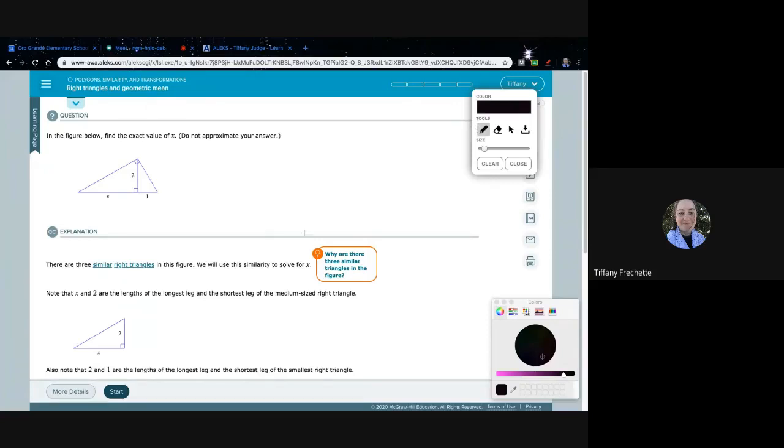Right triangles and geometric mean. All right, so in the figure below, find the exact value of x. Do not approximate your answer. So it doesn't want us to give any kind of rounding. It wants us to give the exact answer.